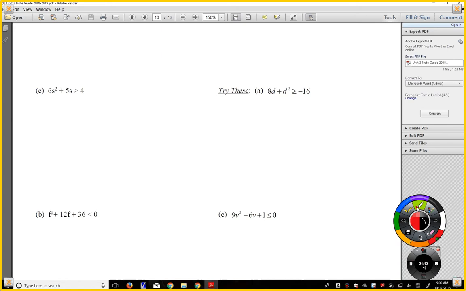So the first thing that we would want to do is rearrange it so that the 4 is on the same side as the rest of the inequality. Okay, and then we'd want to go from there. So go ahead and in your groups, try to see if you guys can solve this inequality on your own.